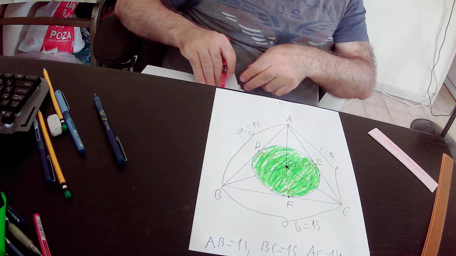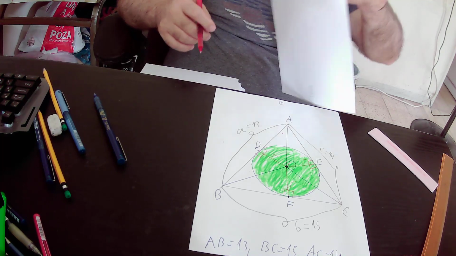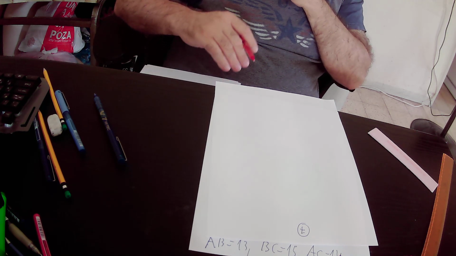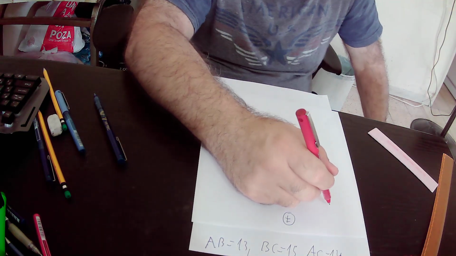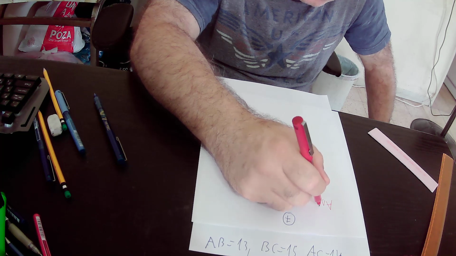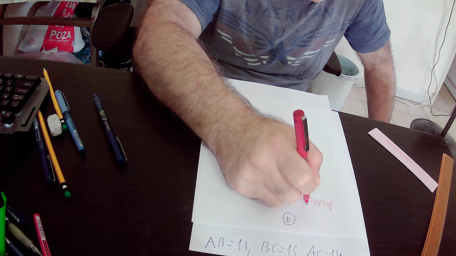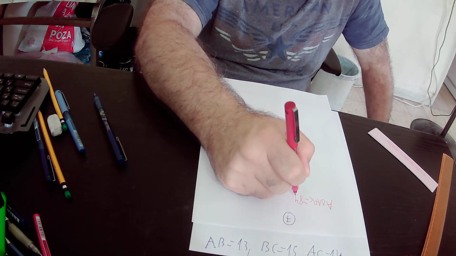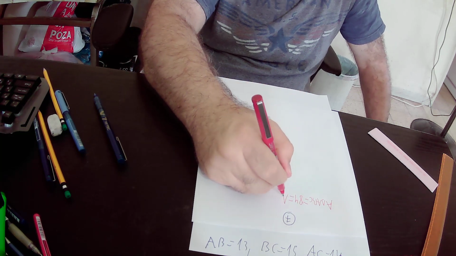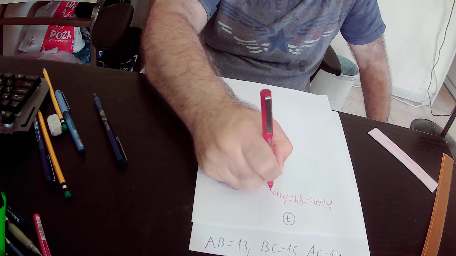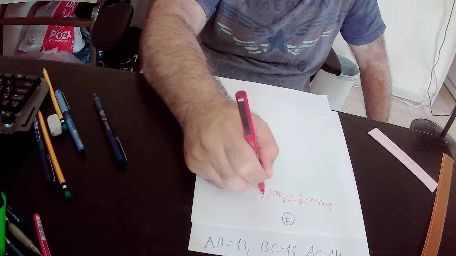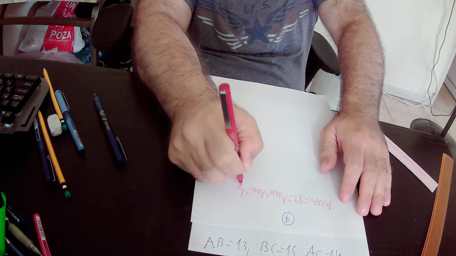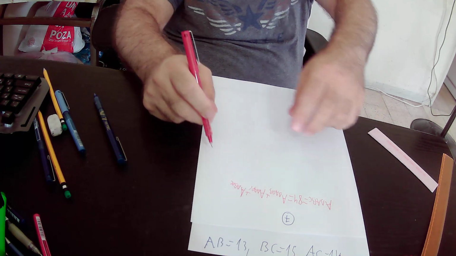Okay, so the formula states that the area of triangle ABC, that we have already found out is equal to 84 square units, is equal to the sum of the areas of triangle AOB plus the area of triangle AOC plus the area of triangle BOC. I will mention again that A is the abbreviation for area.